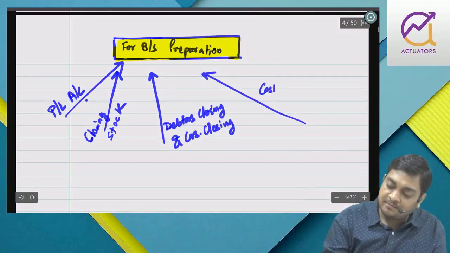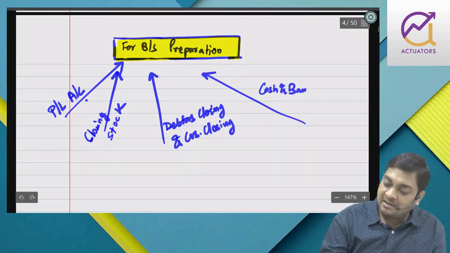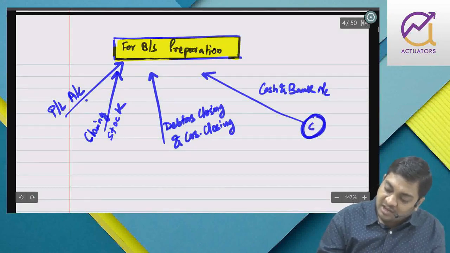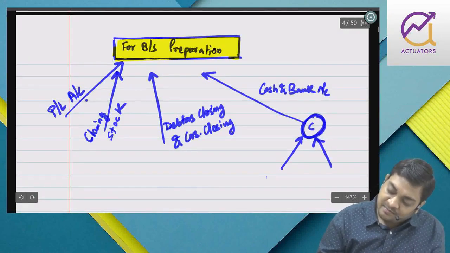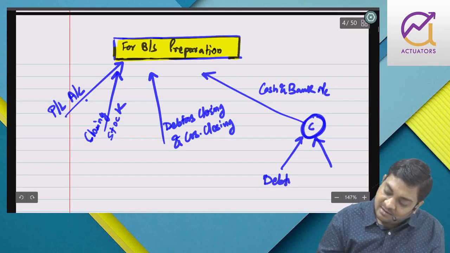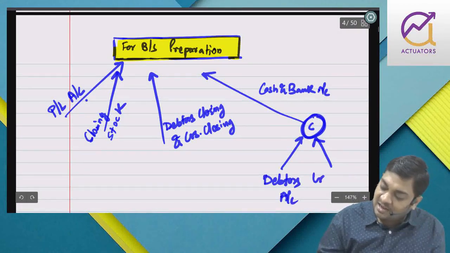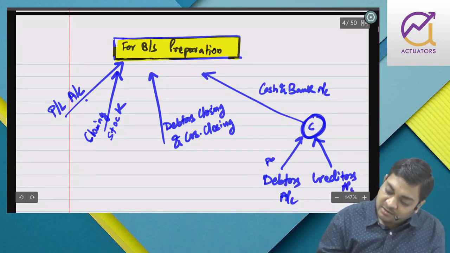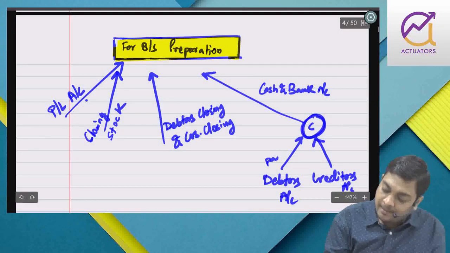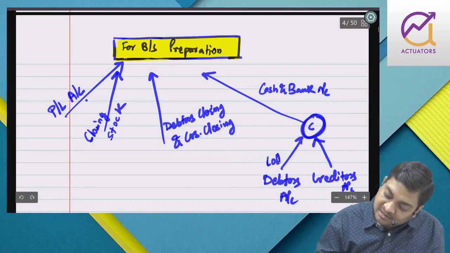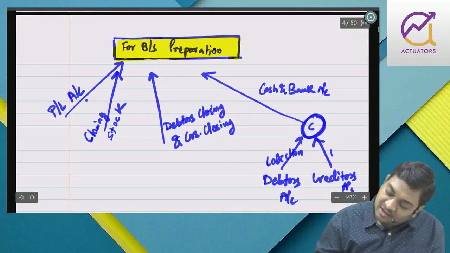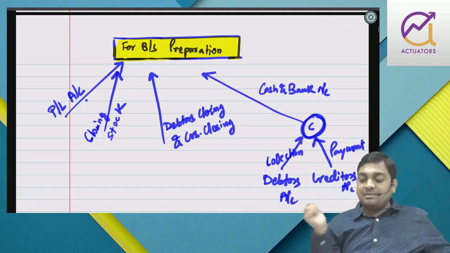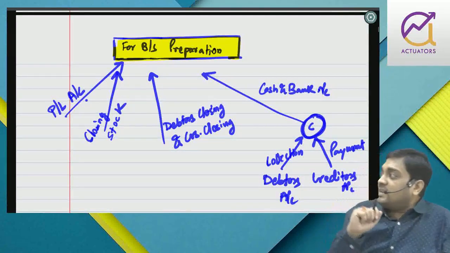Then cash and bank. Now for this cash and bank, I have to prepare debtors account and creditors account. Paid, sorry, from debtors collection and from creditors payment. This will be posted and then cash balance will be calculated. So basically this is the flow chart.